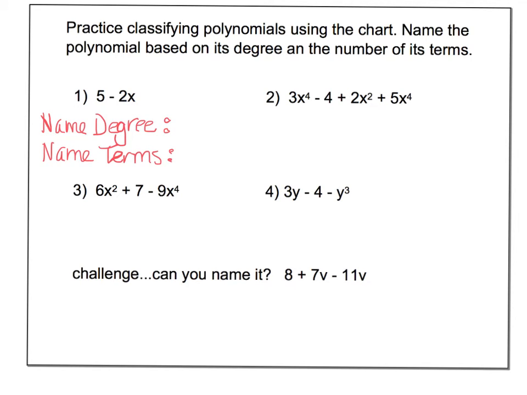And here are those classifications and names. For number 2 and the challenge problem, you needed to combine like terms because I did have polynomials, or sorry, terms that had the same power, so you should combine them first and then name them after the fact.